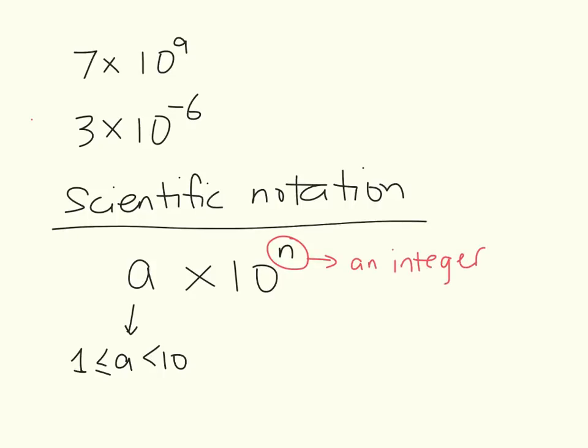You can see from the earlier examples that 7, which is our a, is greater than or equal to 1 and less than 10. 3 is also greater than or equal to 1 but less than 10. And the number 9 here is an integer. The number negative 6 is also an integer. And this will end our presentation on scientific notation.